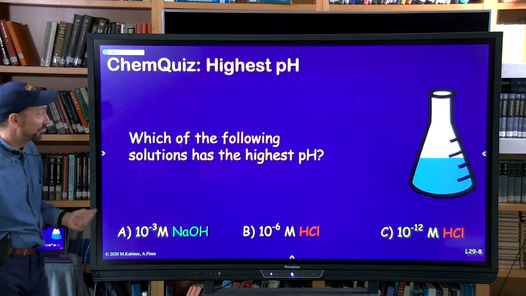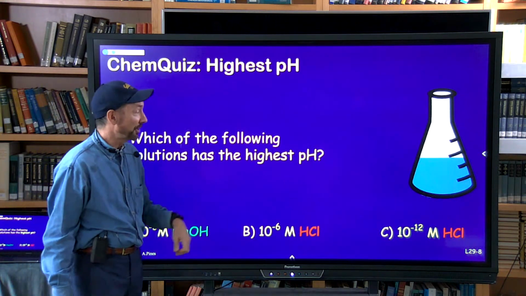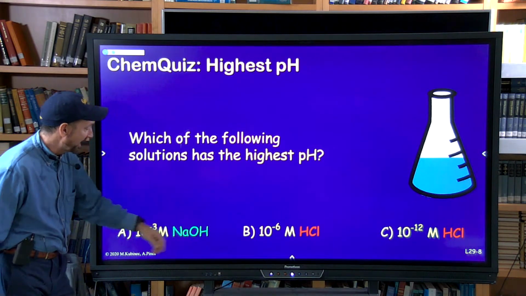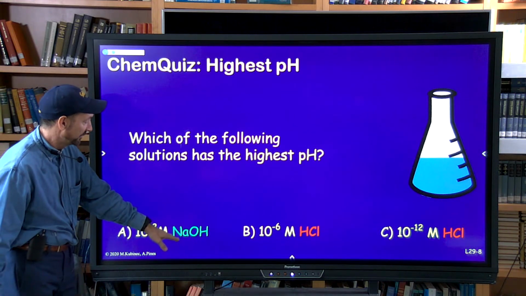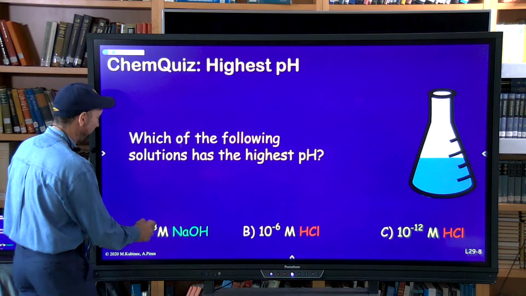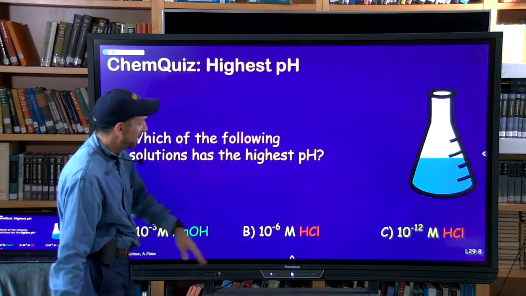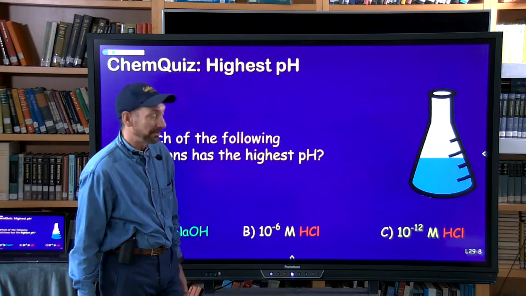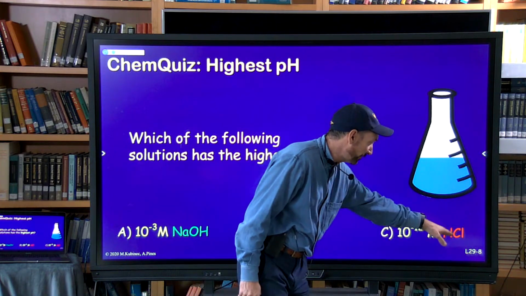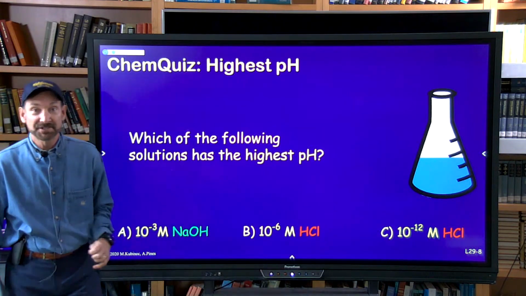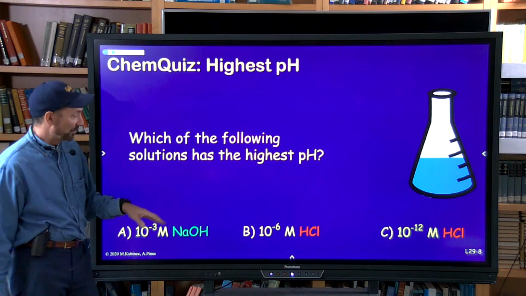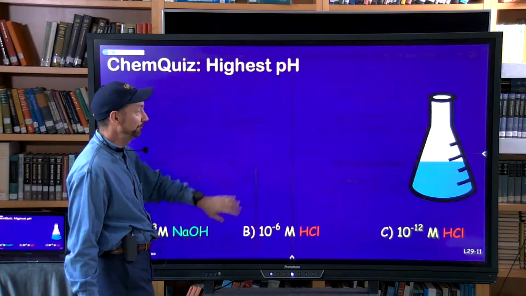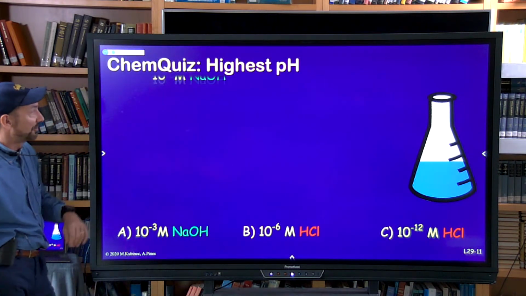So here are a couple solutions. Which has the highest pH? We'll talk through this together. So I'm going to take 10 to the minus 3 molar NaOH, and that's a strong base. So K for this dissociation is huge. This is a strong acid, 10 to the minus 6 molar HCl, and 10 to the minus 12th molar HCl. Which has the highest pH? So we need to get the H₃O plus concentration, and we need to take the minus log of it.